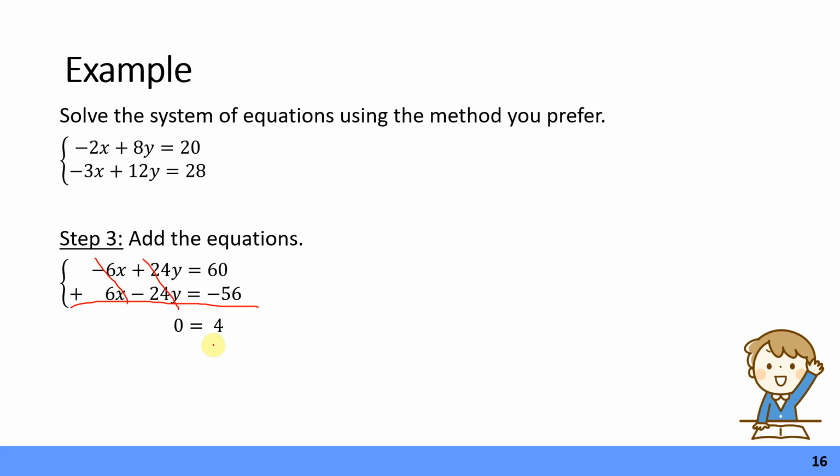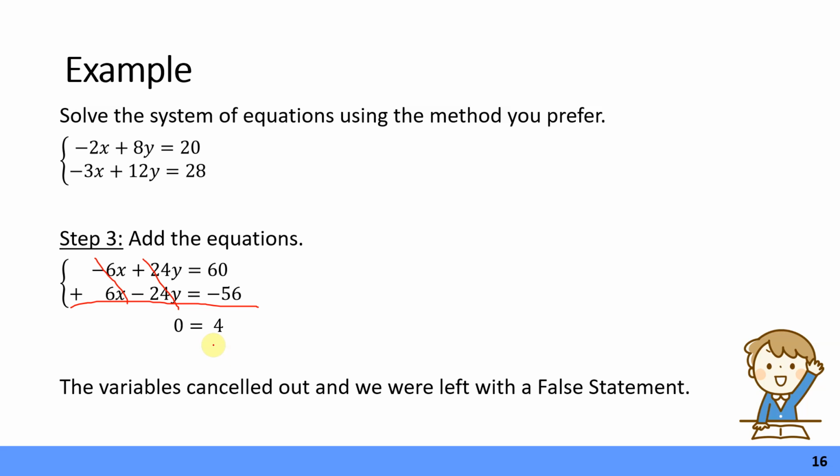Is 0 equal to 4? Hopefully you say no, right? So all the variables cancel out, which is kind of scary, but it's okay. We ended up with a false statement. So if you go back to your table, when we have a false statement, it means that this system of equations has no solution. If you would have done this with the substitution method, you would have ended up with the same thing.